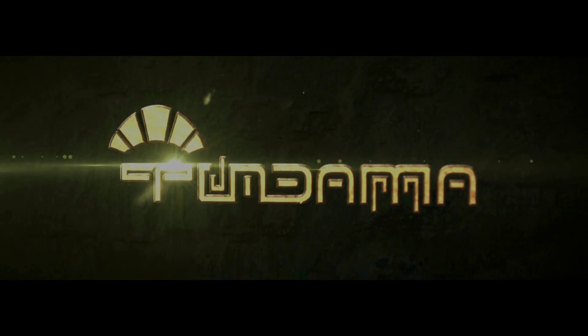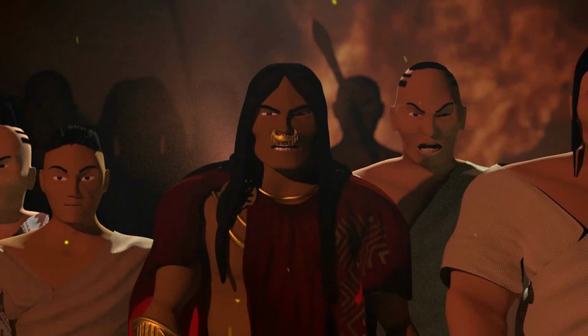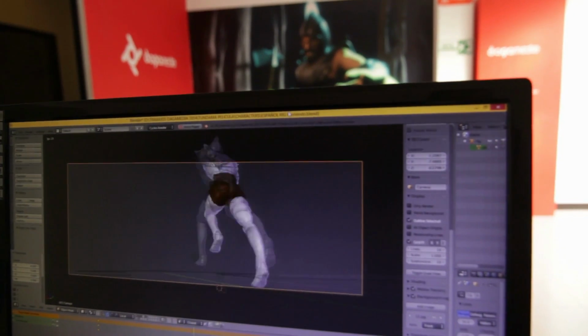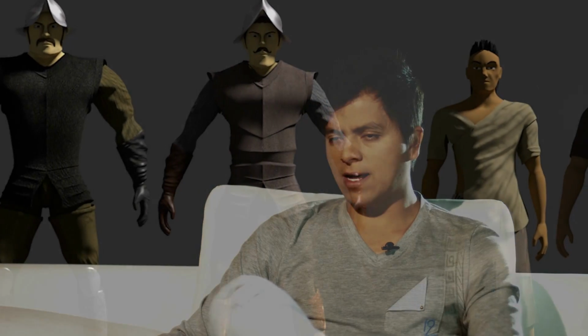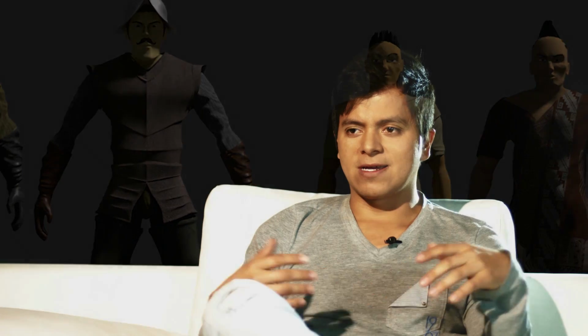Tundama is an animated fictional film based on the life of the chieftain Tundama, who was the ultimate hero of the Muisca resistance against the Spanish invasion. At this moment, we are in production. We already have many locations and some characters, but we still have to develop some textures, some movements, and some physical things to improve.